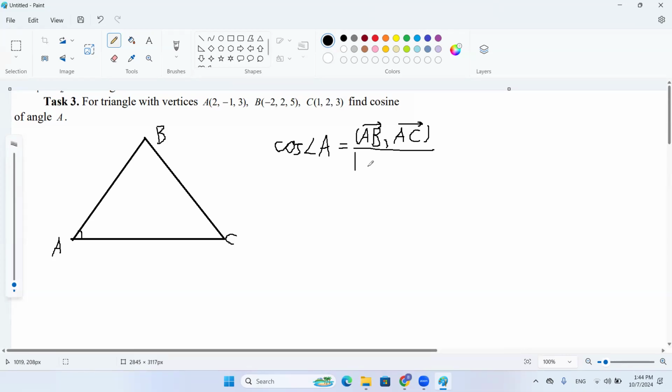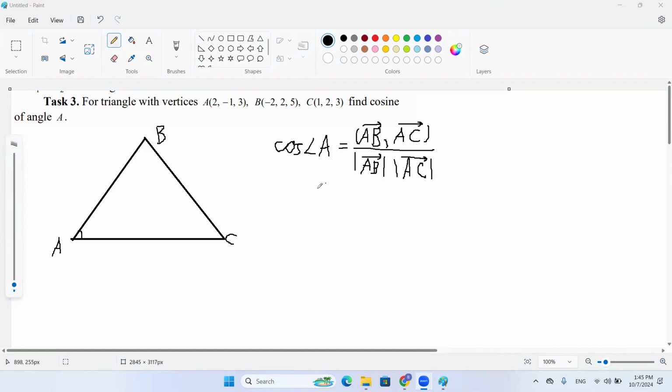Mikola, Maxim, and everyone, did you understand what I mean? We don't know the modules of the vectors, but we can calculate them, and then we will get the cosine of this angle. Any questions or no questions?